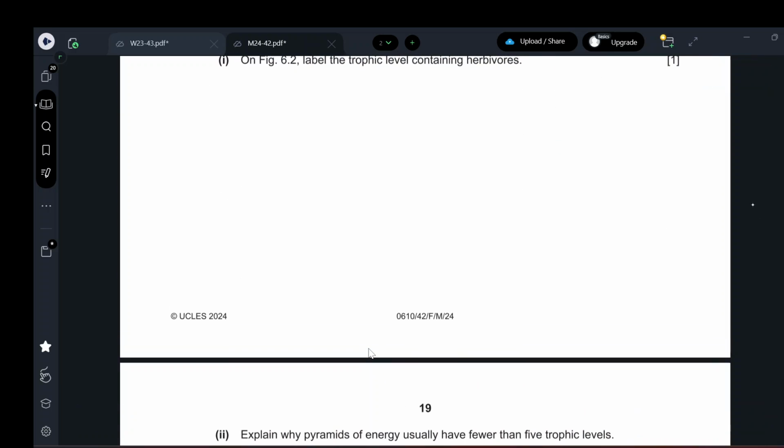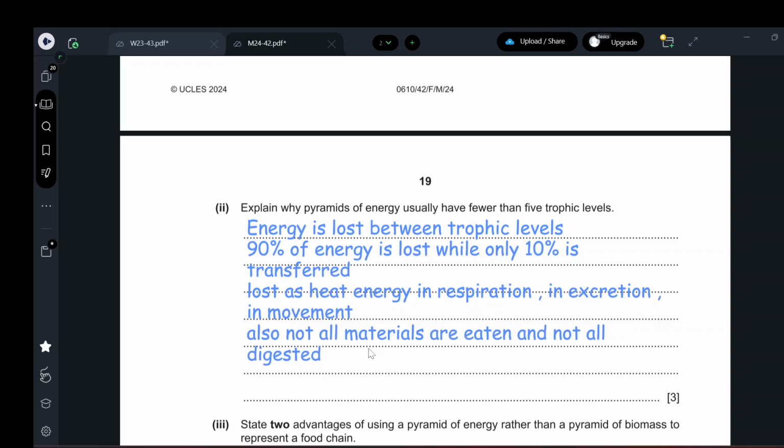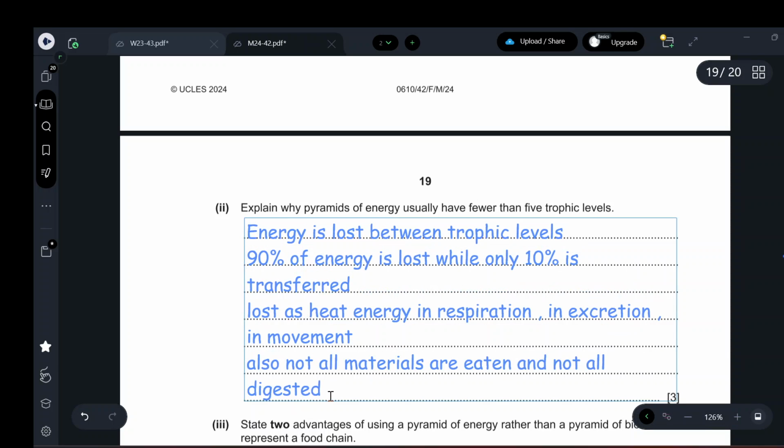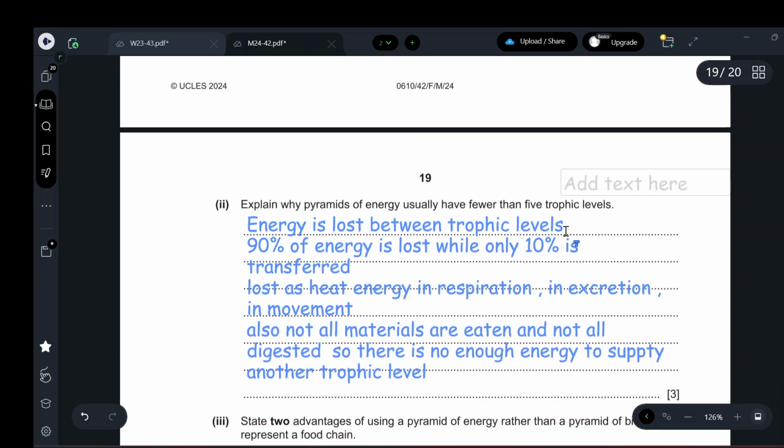Explain why pyramids of energy have fewer than 5 trophic levels. Energy is lost between trophic levels. 90% of the energy is lost while only 10% is transferred. And then you give him examples. How are they lost? They are lost as heat energy, okay, in respiration, in movement, in excretion. Also, not all parts are eaten and not all parts are digested, and you have to give him a conclusion at the end. So there is not enough energy to support another trophic level. After the fifth one, there will not be enough energy to support another trophic level.